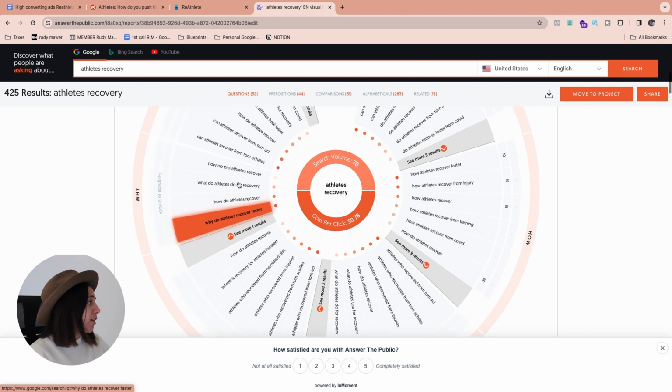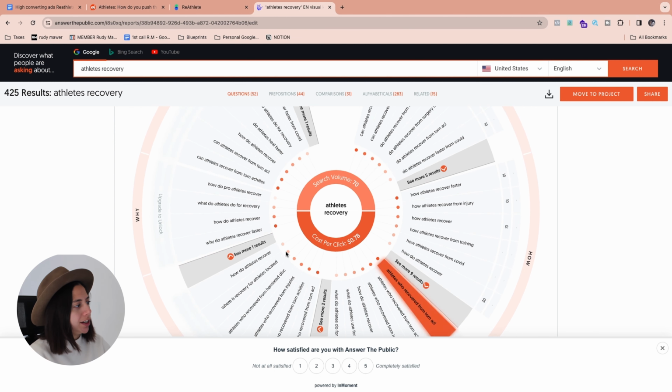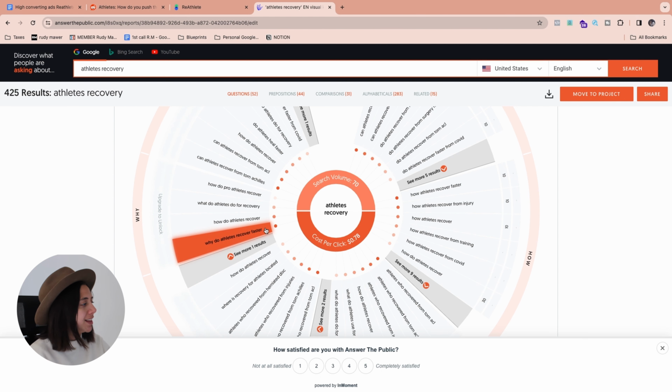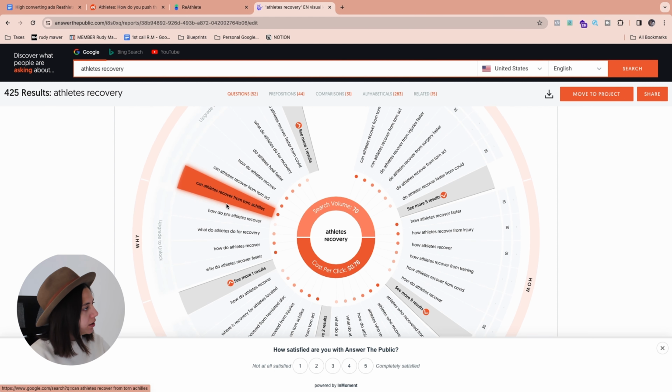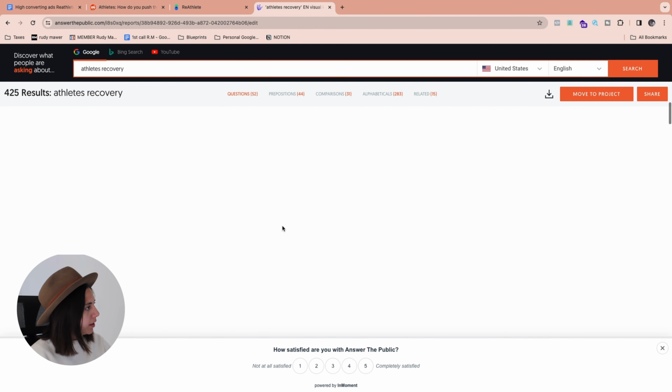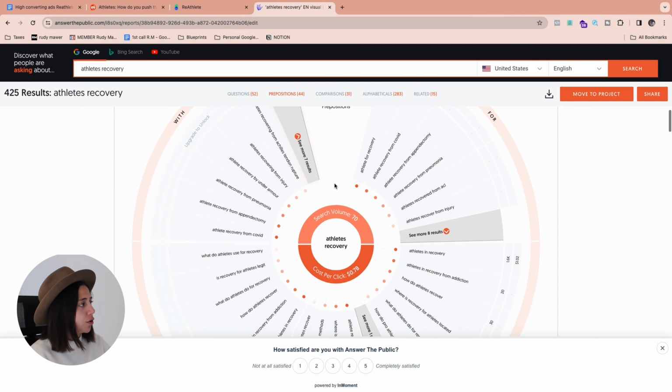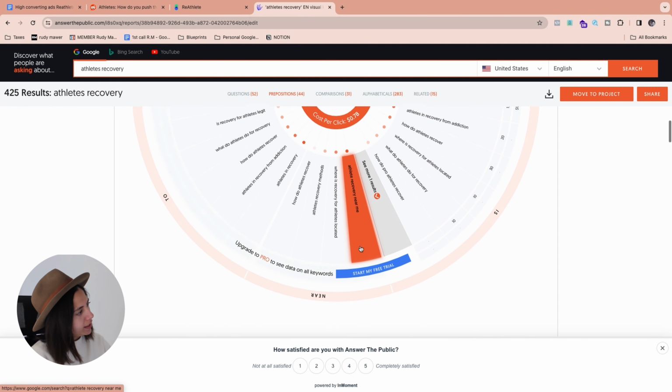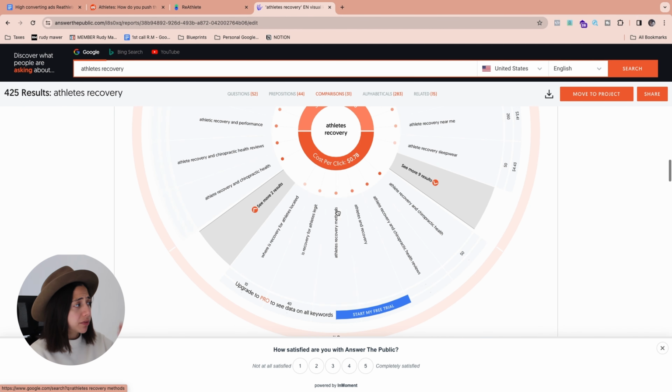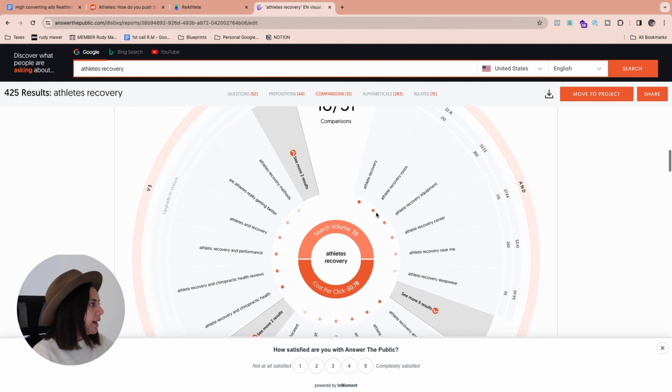Why do athletes recover faster? So it seems like it's quite repetitive about athletes recovering faster. This seems to be like the major one. Yeah, and you can see over here, there's just so much more that you can definitely look into. So athletes recovering faster, that seems to be the main one I got from here. And yeah, I'm going to take all of that into account.